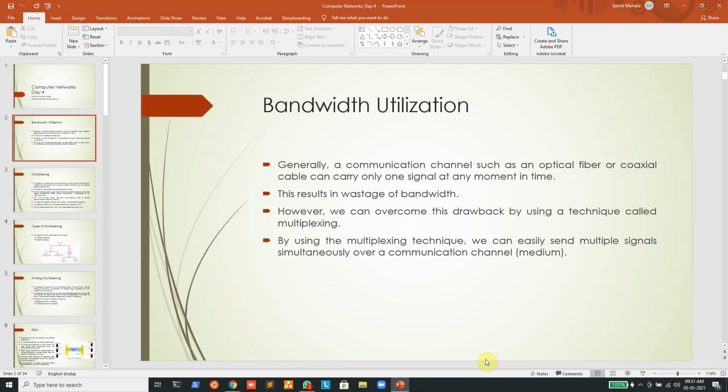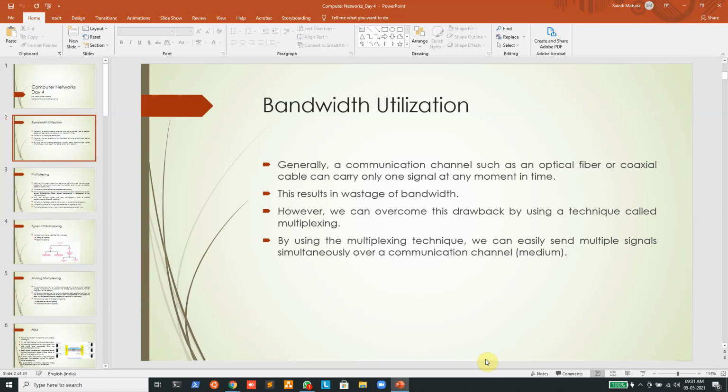So first and foremost, we need to understand that whenever we are sending data from one computer to another, obviously we will be using a communication channel, right? And a communication channel generally is an optical fiber, or a coaxial cable, or a twisted pair cable that can carry one signal at any moment of time. So obviously, if there are more than one computers, it becomes very difficult for the transmission medium to carry signals from all the computers to all the computers, right? So a communication channel can carry one signal at a time. Okay, so this results in wastage of bandwidth.